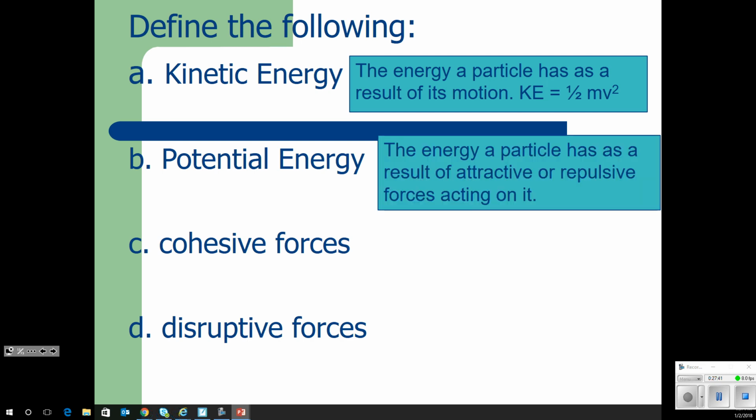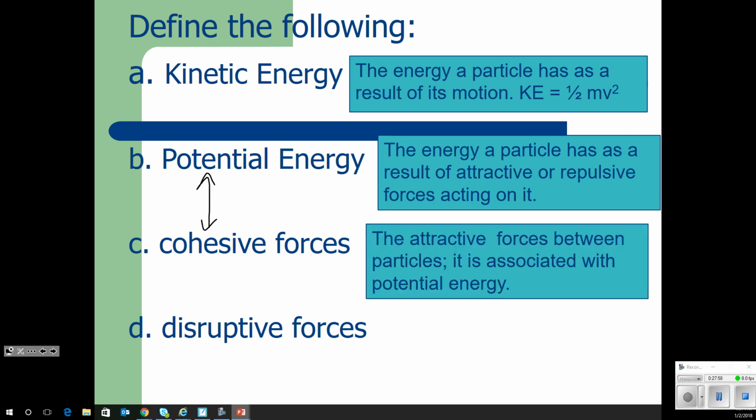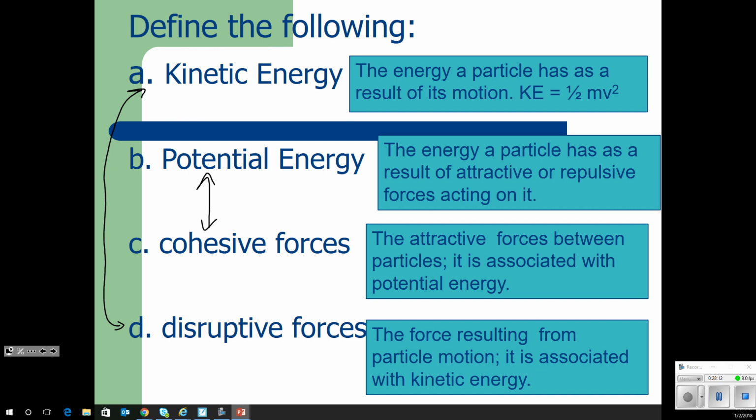Potential energy is just that. It's potential. It's what I might have, right? It's what's inside me. It's because I'm hanging together, okay? It's what's holding me together. These two go together. Cohesive forces are the attractive forces between particles, and it is associated with potential energy, so it's what holds it together. Disruptive forces go with kinetic energy, and this is the force that results because of a particle in motion. Okay, so it's associated with kinetic energy.